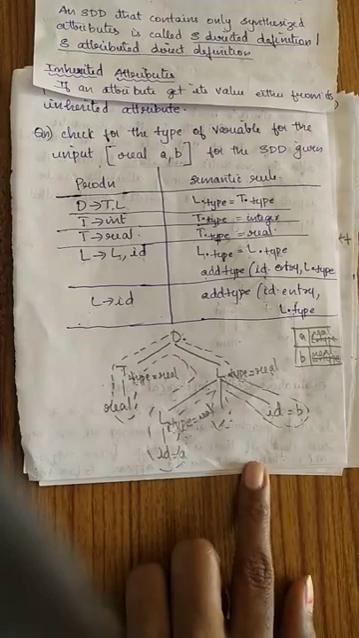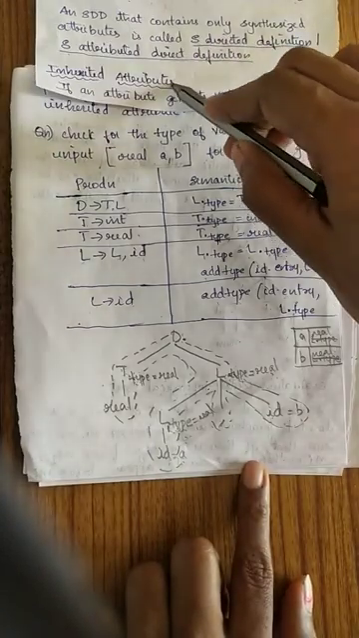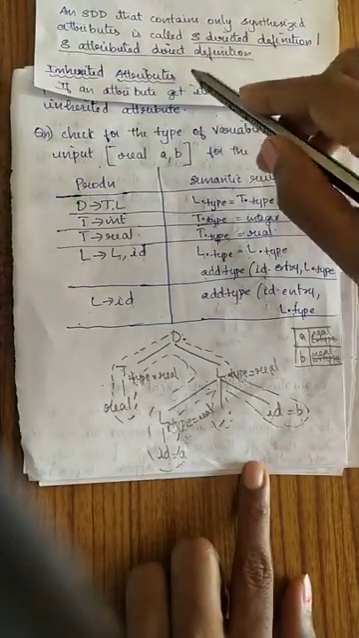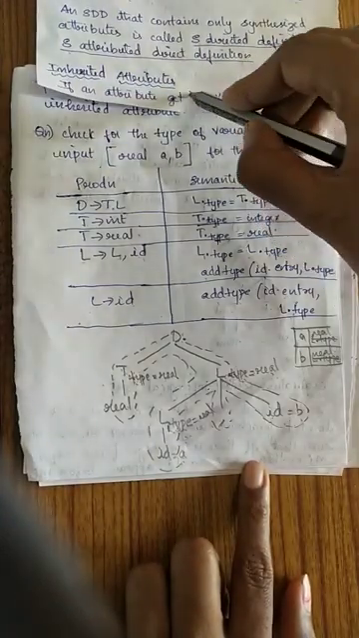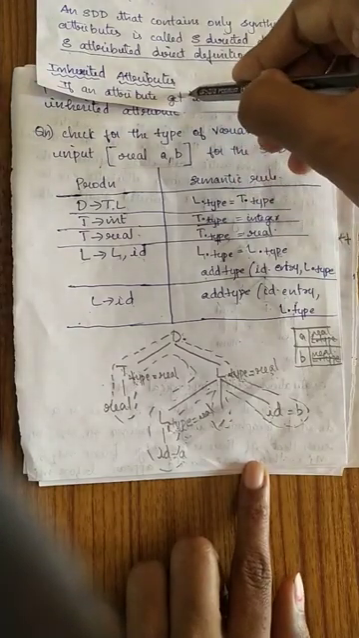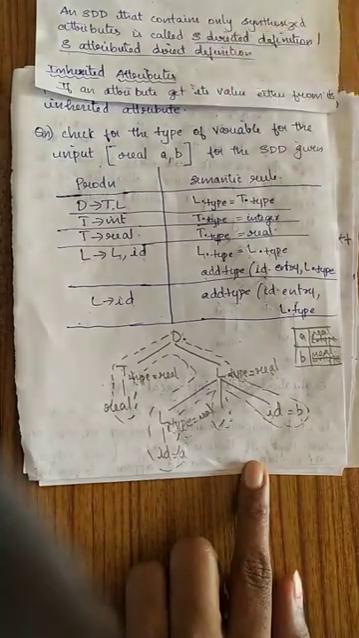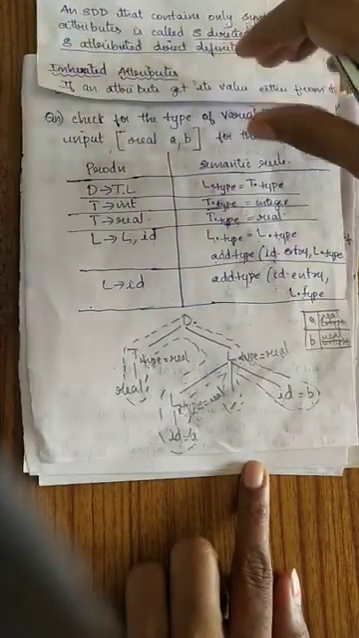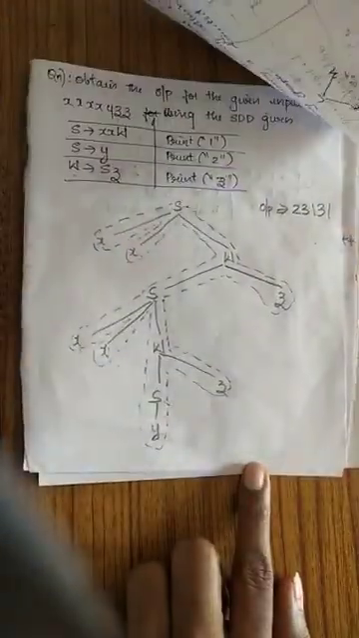So those attributes which get a value from their parent or siblings are called inherited attributes. So if an attribute gets its value from its parent node or from its siblings, then they are called inherited attributes. So these are several terms we have to keep in mind while studying the syntax directed translation.